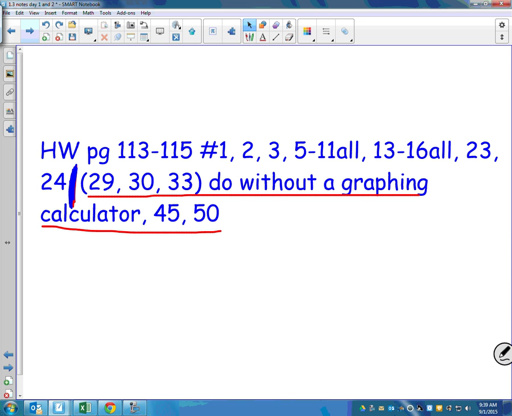Hopefully you did up through 24 yesterday. So this is continued homework 1.3. It's not that many more problems. 29, 30, and 33. The directions in the book say to use a calculator, but I'm saying do it by hand.